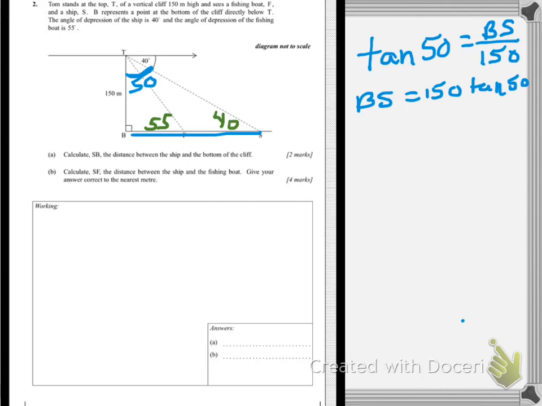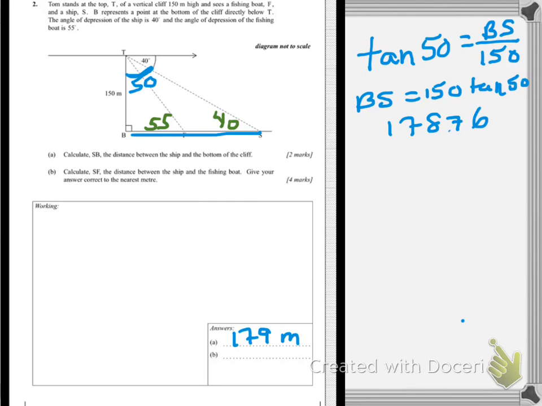Now, the first thing you need to do after you look at your test is make sure that your calculator is in degree mode both days, okay? And so 150 times tangent of 50, and I get 178.76. Okay, so remember we have to have 3 sig figs, so I'm going to say 179, and it's in meters, correct? Okay, but if I need this number here, I'm going to keep it.